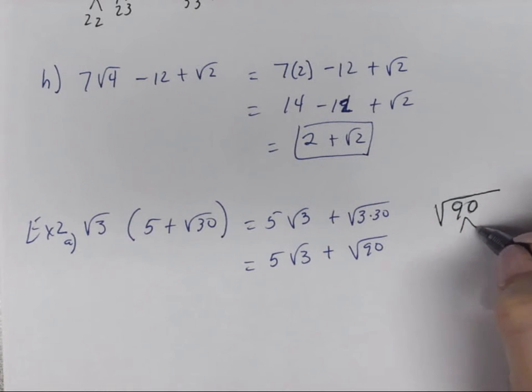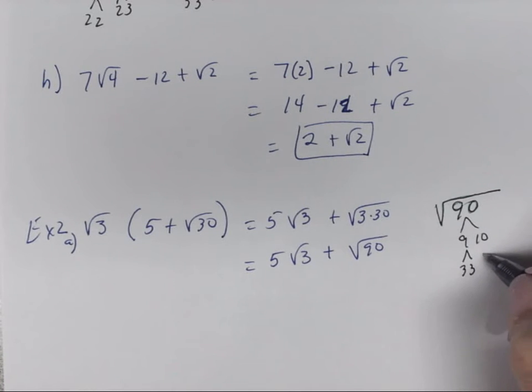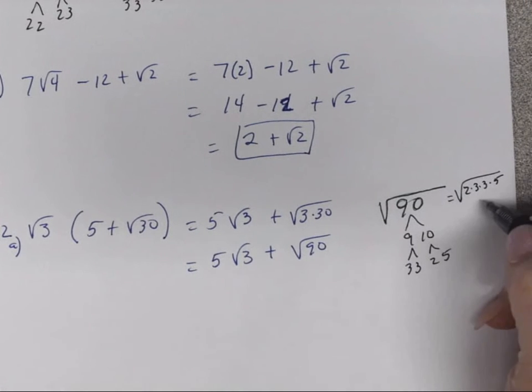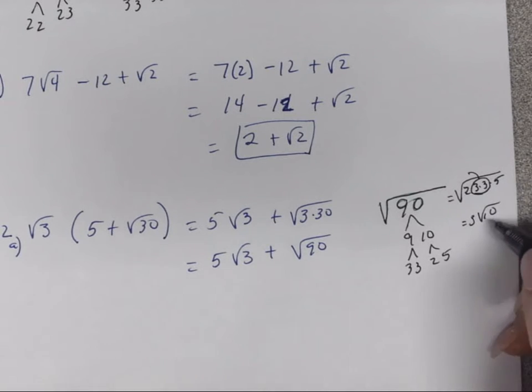All right, so 90 is 9 times 10. 9 would be 3 times 3. 10 would be 2 times 5. So this would get us the square root of 2 times 3 times 3 times 5. Looking for a group of 2 of the same number. So that'll get us 3. Square root of 2 times 5 is 10.